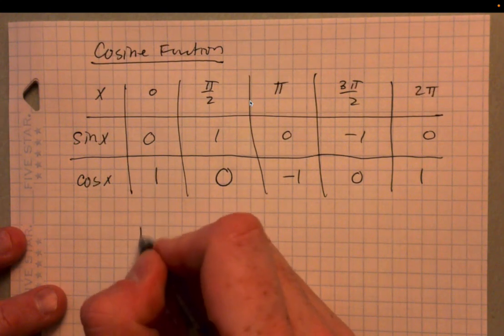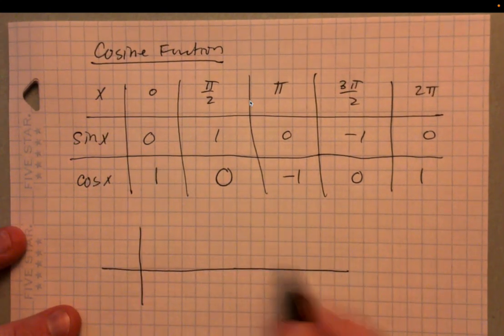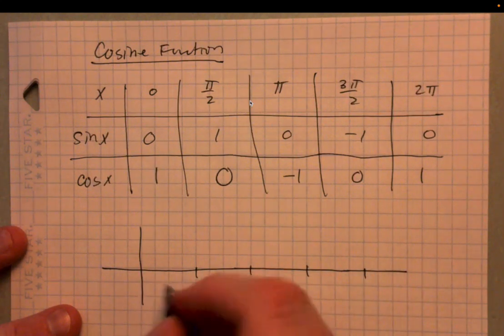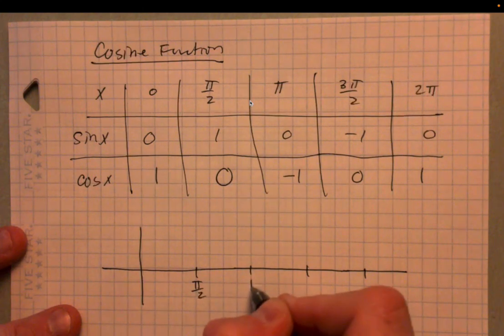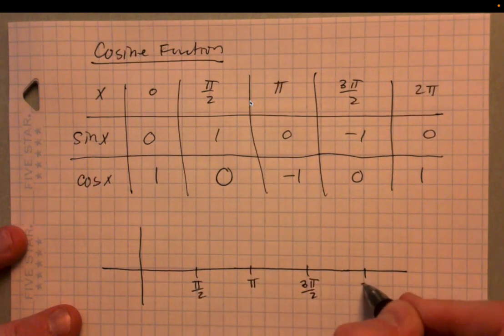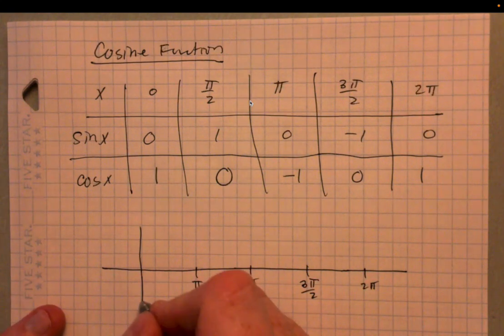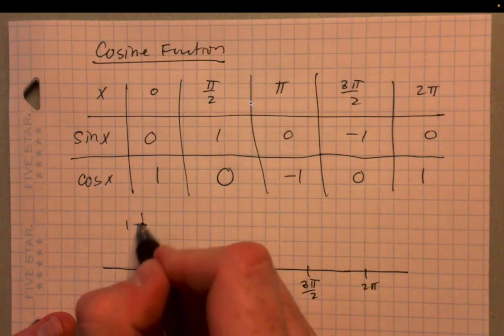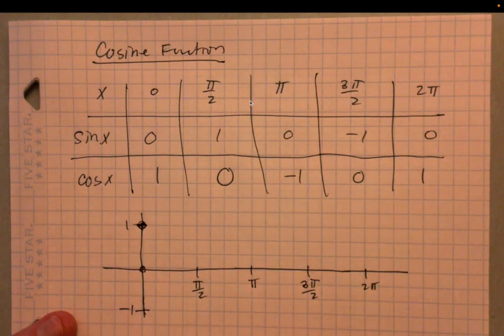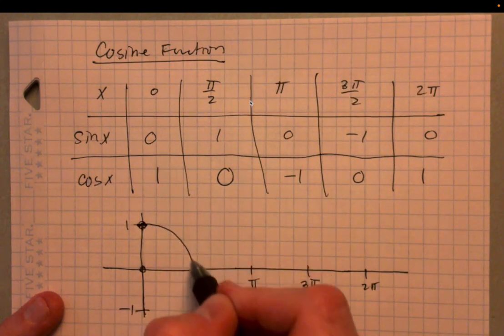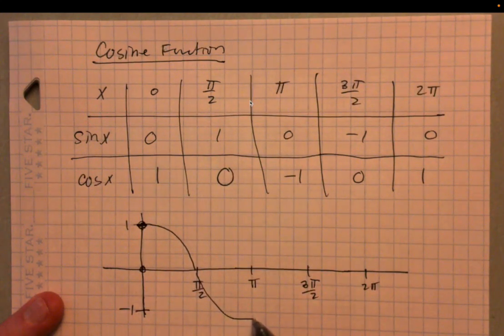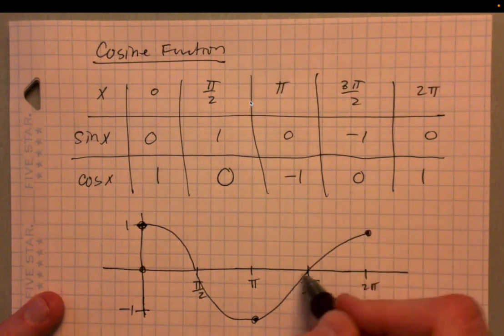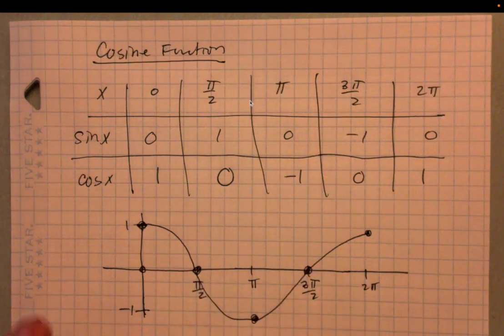So let's draw the cosine. So I've got my 0, and then pi over 2, and then pi, 3 pi over 2, and 2 pi. So remember, the cosine starts up here at 1. So it starts up at the top. Remember, sine started down here. Cosine starts up at the top, and then it goes down to 0, and then it goes down to -1. And then it comes back up to 0, and then back up to +1. So this is the cosine function.